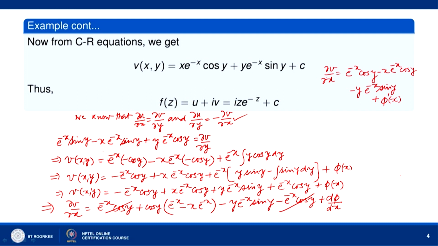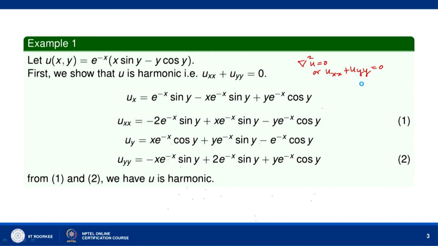Now this v_x is equal to minus u_y, okay, and since v_x is equal to minus u_y, the value of v_x is equal to minus u_y, and u_y we have found here. So minus u_y is what?